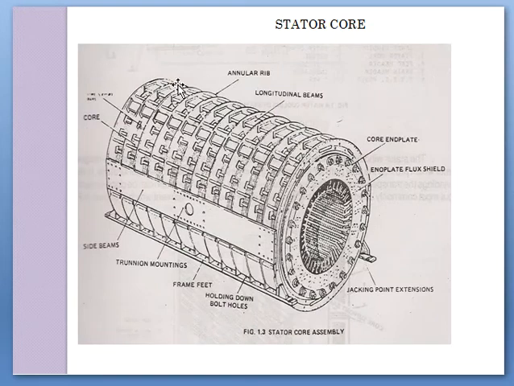This is the three-dimensional view of a stator. We can see here these are the annular ribs, then these are the slots for holding the stator windings. This is the end plate which holds all the windings together. This is the core end plate. Then this is the side view of the stator core assembly.